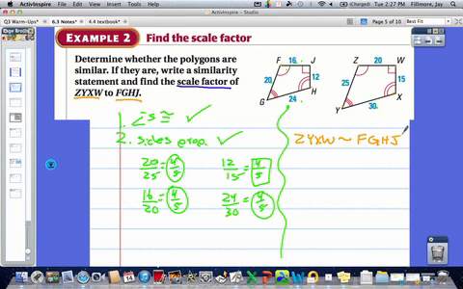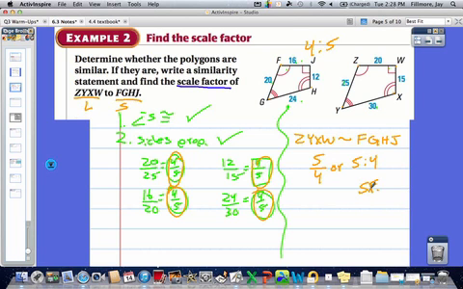Now, I'm going to find the scale factor of ZYXW to FGHJ. So that's comparing my larger one to my smaller one. Well, your scale factor is this number that we reduced, which in this case is 4 over 5. However, 4 over 5 is comparing the smaller one to the larger one, where this says find the scale factor of the larger one to the smaller one. So instead of 4 over 5, I'm going to write 5 over 4, or I can write it this way, either way is fine. And I just label this scale factor as SF. So there's my scale factor.